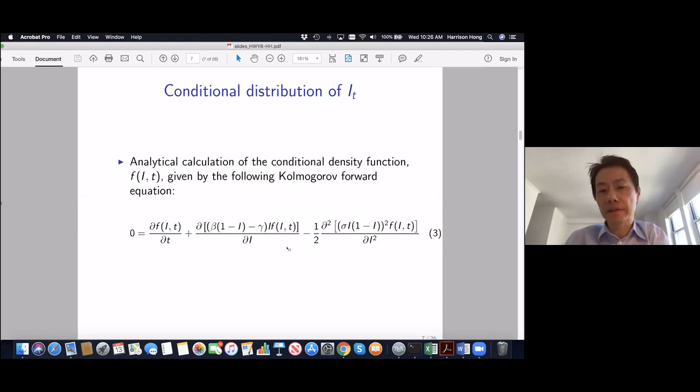The usefulness of this nonlinear process is that we can calculate analytically the conditional density function. That's going to basically characterize and allow us to look at infections in the population, the fraction of infections in the population at any given point in time, and to basically give an entire distribution of possible outcomes for COVID-19.